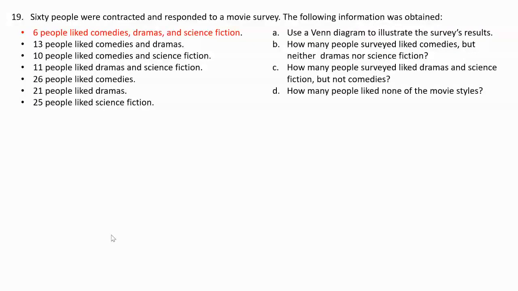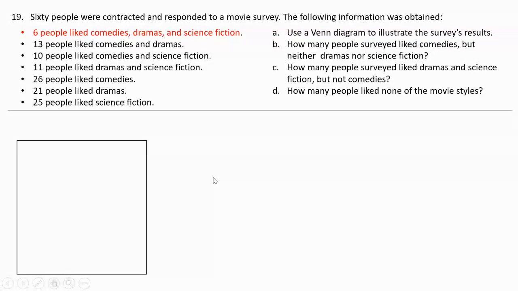60 people were contacted and responded to a movie survey. The following information was obtained. 6 people like comedies, dramas, and science fiction. 13 like comedies and dramas. 10 like comedies and science fiction. 11 like dramas and science fiction. 26 like comedies, 21 like dramas, and 25 like science fiction. For part A, it says use a Venn diagram to illustrate the survey result. Here's my Venn diagram.